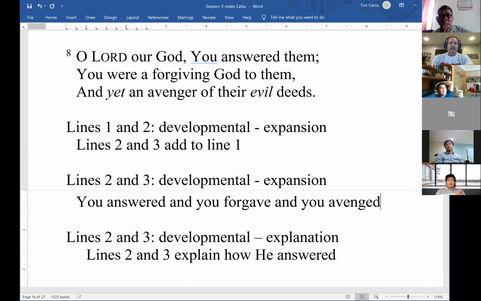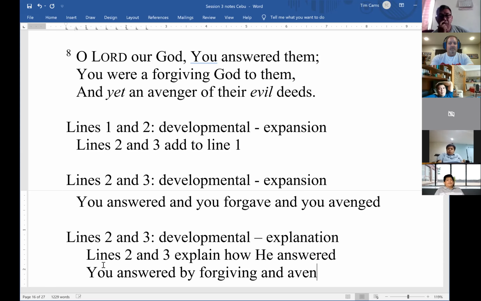Different ideas. Or, and I think this was what Rex was pointing out, you could say you answered by forgiving and avenging. That's how he answered. So that's an interpretive decision, and I think you can make a case either way.